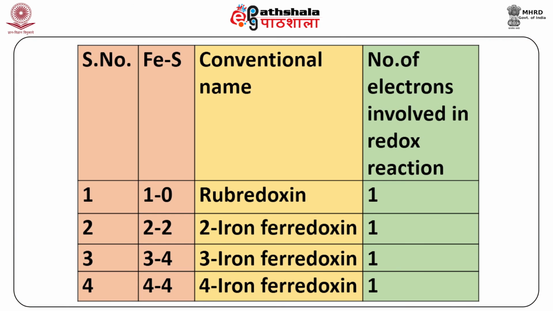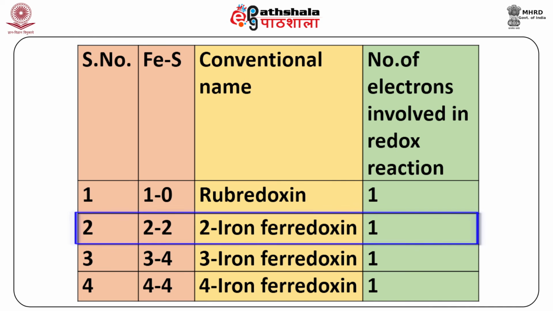These proteins may be categorized into 5 accepted classes of iron-sulfur centers according to the numbers of iron and inorganic sulfur atoms in the cluster: Fe1S0, Fe2S2, Fe3S4, Fe4S4 and Fe8S8. The classification is described in the table, where the iron-sulfur number, if it is 1 0, the conventional name is rubredoxin, and the number of electrons involved in the redox reaction is 1.